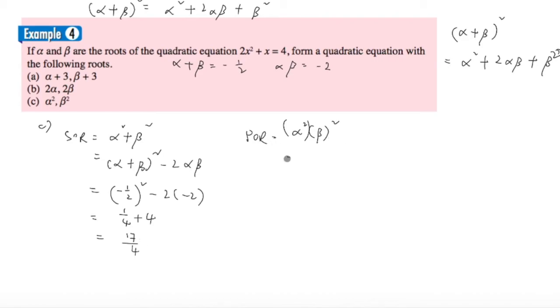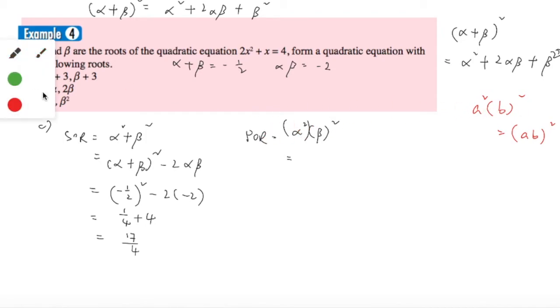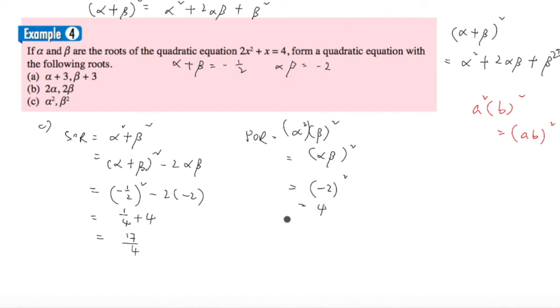Okay, this one is like this. A square multiply B square, I can join inside and both also square. So that means here will become alpha and beta whole thing square, because this one square, whole thing square also. Okay, now this one will be negative 2 square, become 4.